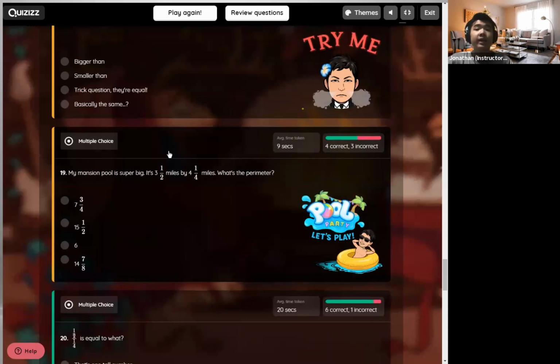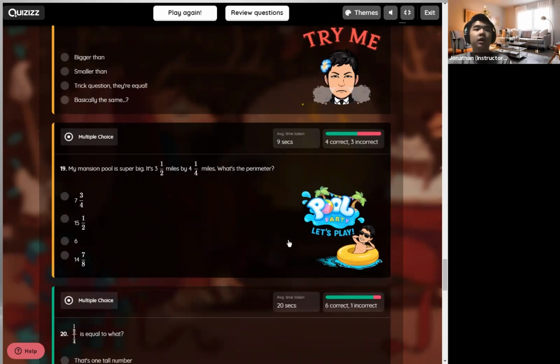Ooh, and number 19. This one was a little tricky as well because you had to find the perimeter, which is this plus this plus this plus this, which is the outside. So you would have to add 3.5 plus 3.5 plus 4 1/4 plus 4 1/4, and I think the answer was 15 1/2. If I'm correct, I think it's 15 1/2.